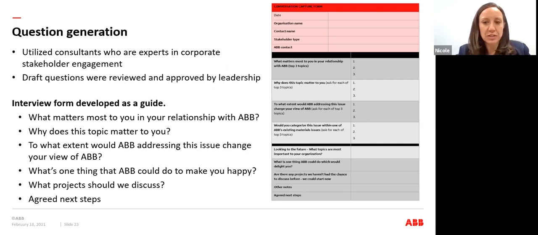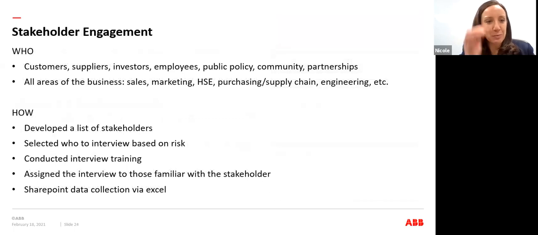So we used this more as a guideline to help frame the discussion. A couple of the questions we did ask were: what matters most to you in your relationship with ABB? Why does that topic matter to you? If we change it, how does that change your view of ABB? What would make you happy that we did? What other projects did we discuss? And the agreed next steps. I really liked the agreed next steps because it made the interview really action-based. It wasn't just, what do you want us to do? Okay, see you later. It was, okay, what are we going to work on together to meet your needs? And that was pretty cool. I'll talk about that a little bit more as well.